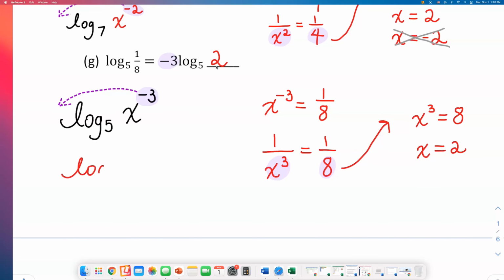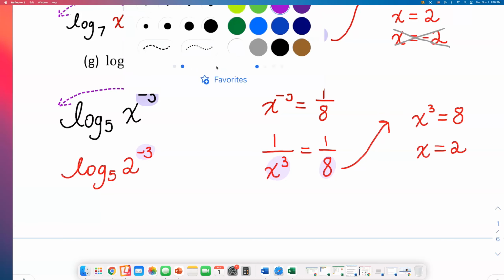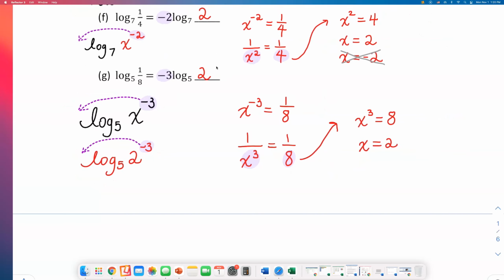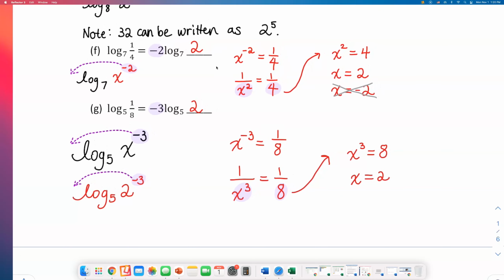So if you had log base 5 of 2 to the negative third power, you can bring down this exponent in front of it, and you will have negative 3 times log base 5 of 2, okay? So the real challenging part of the last 2 examples was just remembering these properties of negative exponents, okay? And how to rewrite 1 over 4 or 1 over 8 as 2 to the negative second power or 2 to the negative third power, okay?